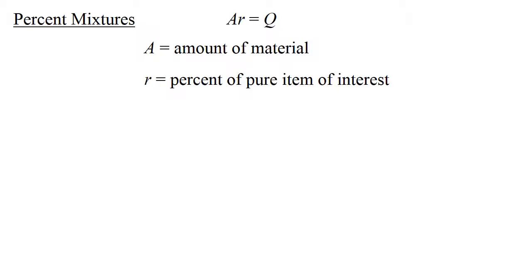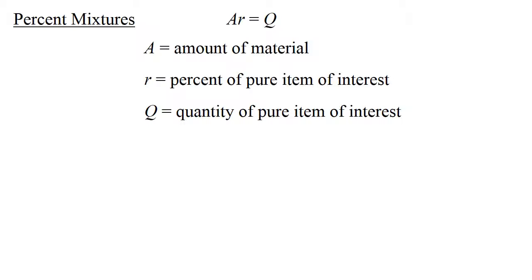So now we're going to look at percent mixture. The formula we're going to look at is AR equals Q. A is the amount of material we're working with. R is what percent of that amount is some type of item of interest. And Q is how much pure material of interest is in that amount of material that we're looking at.